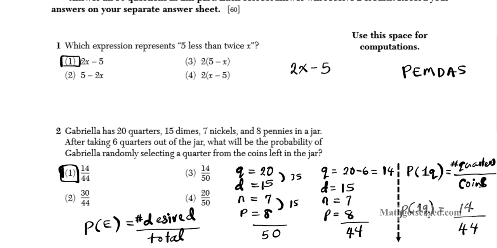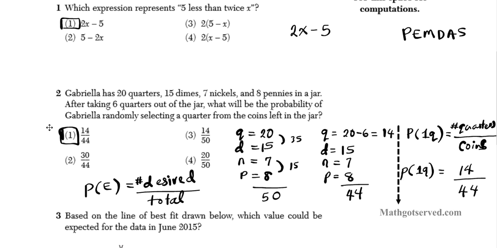All right, let's take a look at question 1. We're asked to write 5 less than twice x in algebraic form. So you just basically reverse the order and you write twice x, 2x minus 5, and you can see that the answer is option number 1.